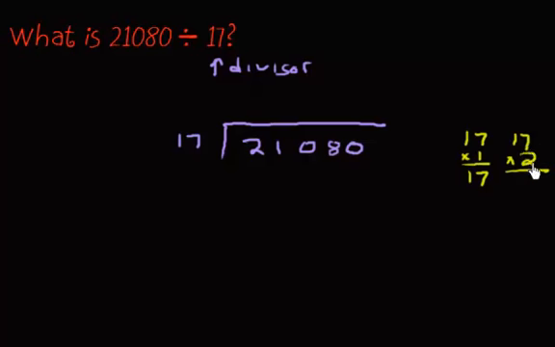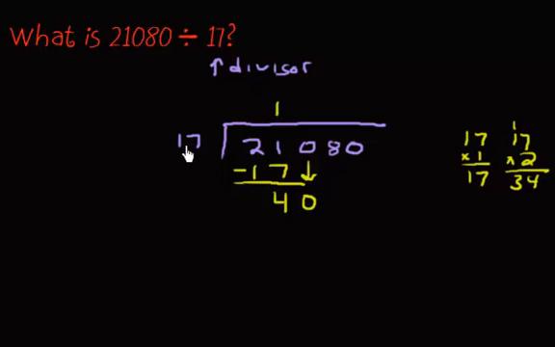So what's 17 times 2? Well, 7 times 2 is 14. Carry that 1. 2 times 1 is 2, plus 1 is 3. Well, that's more than 21, so it's not going to go in twice. It will go in once. So now we do 1 times 17, and that's 17. And we will subtract. So 21 minus 17 is 4. So now our next step is to bring down the 0, and we start the whole process over again.